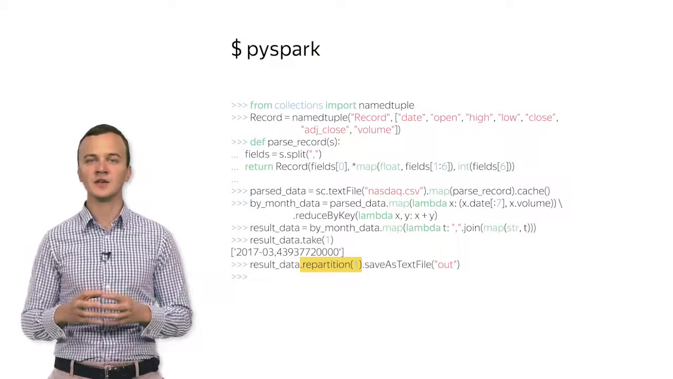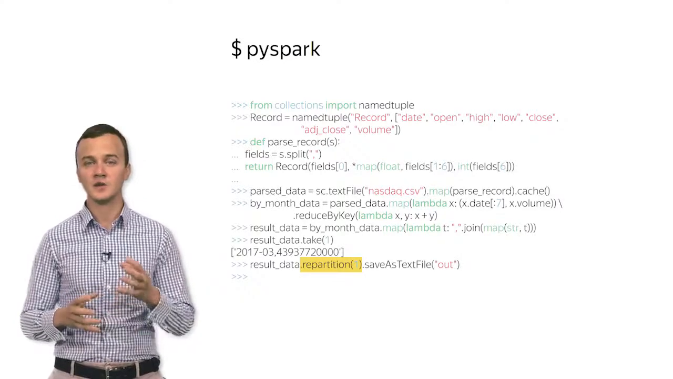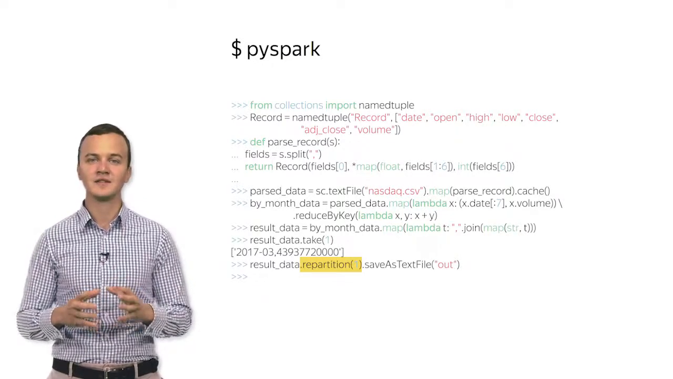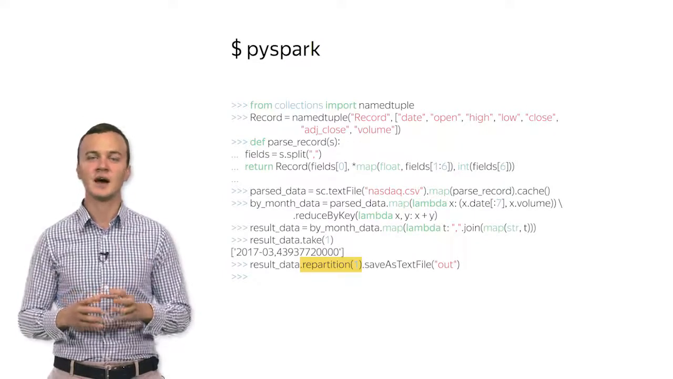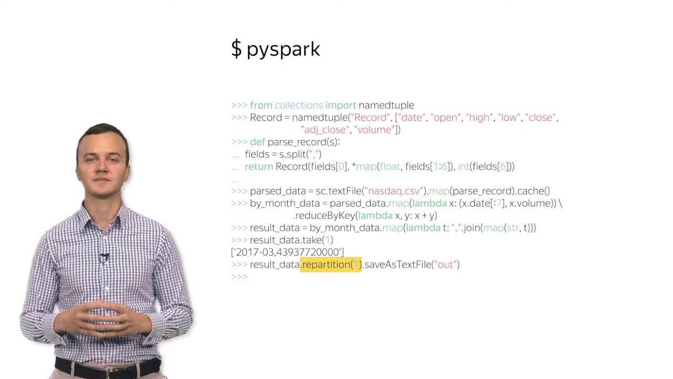If you are willing to create a single output file, for example, if you are sure that the output is small enough, you can repartition the RDD by invoking the appropriate method.